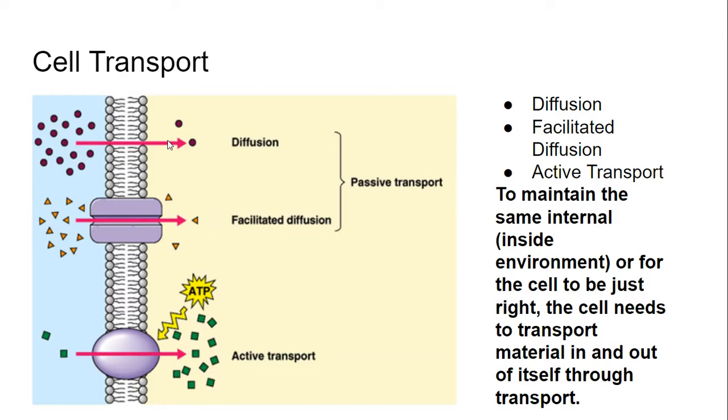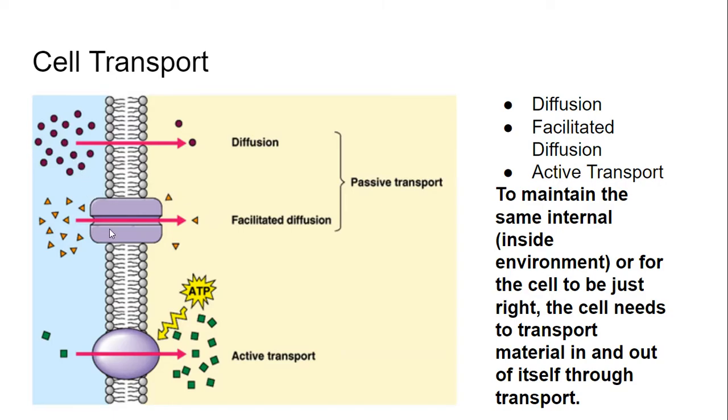Okay, so to maintain the same internal environment, or just for the cell to be just right, the cell needs to transport material in and out of itself through transport. And the three ways are diffusion, which is right here. A bunch of stuff is outside. That bunch of stuff is going to go where there's not a lot of stuff. You can imagine this is kind of like you spray cologne in an area, and the cologne is going to go to places where there's very little cologne, and this is how oxygen goes into the cell and also how carbon dioxide leaves the cell.